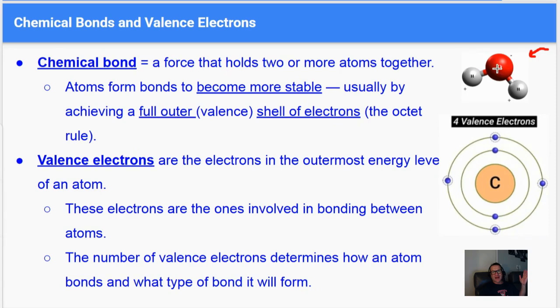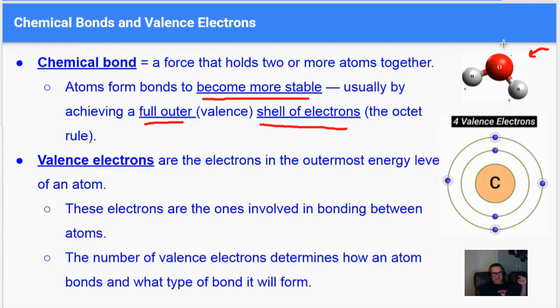So why are these guys bonding together to form water? Why doesn't hydrogen stay as hydrogen by itself and oxygen just stay alone as oxygen? Well, atoms form bonds to become more stable, usually by achieving a full outer shell of electrons. Remember, that's called your valence electrons. So this right here with water, this is a covalent bond, which I'm not going to go over today, but we will go over later.